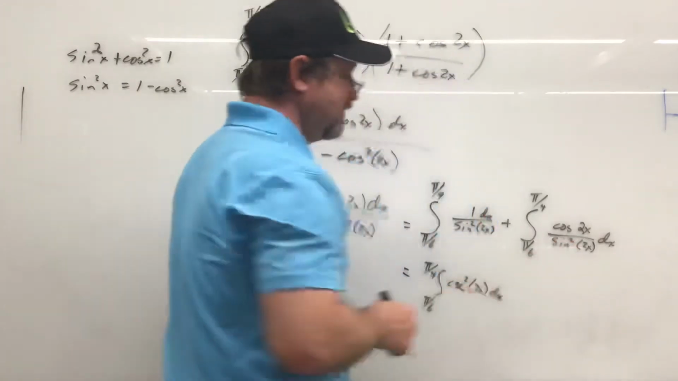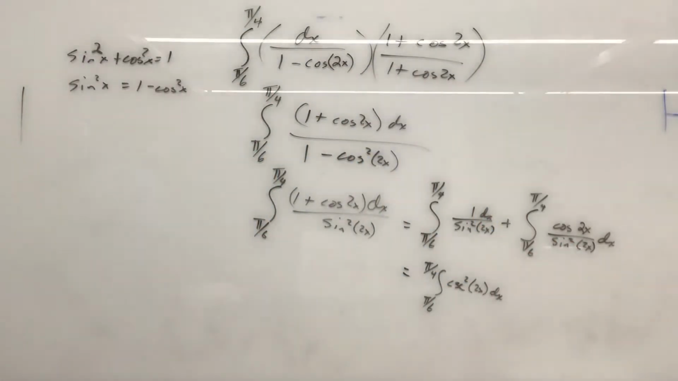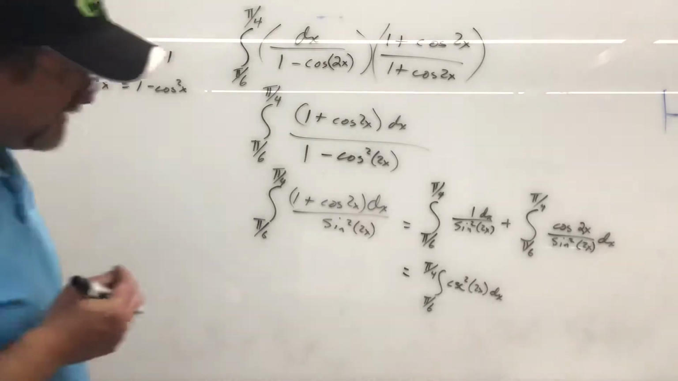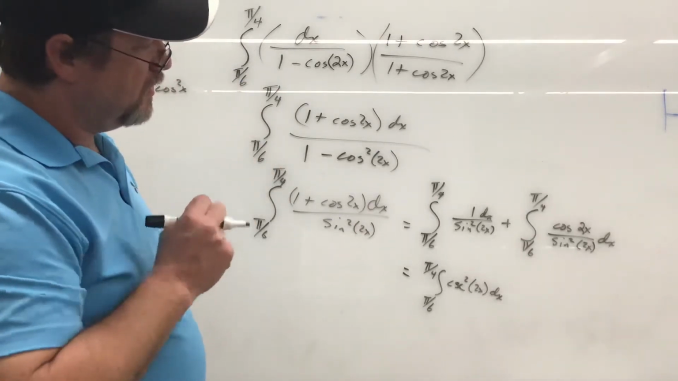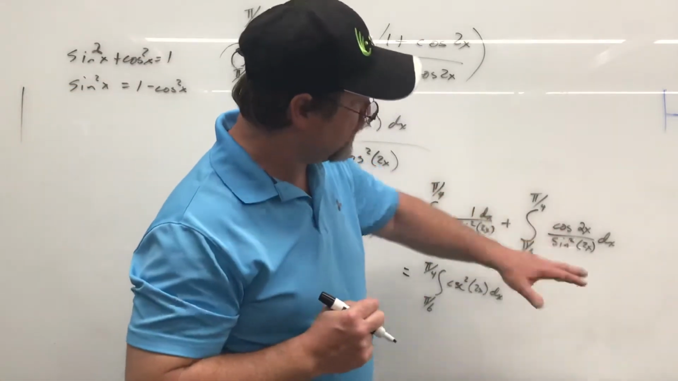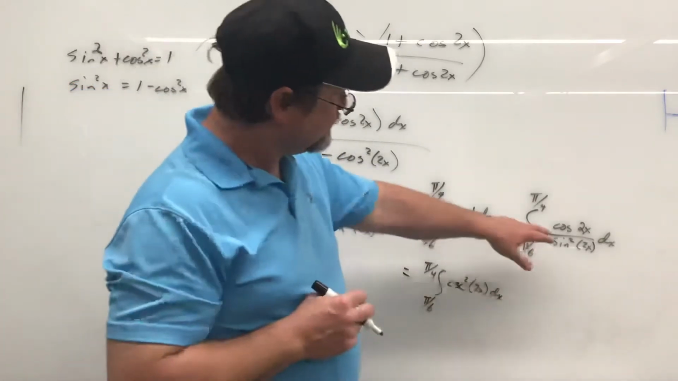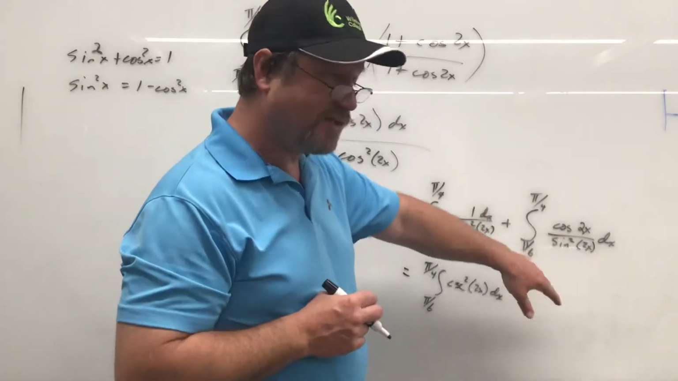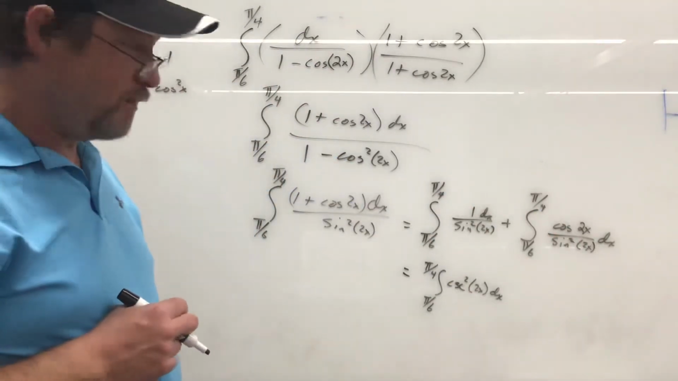Now, what about this one? I've got both sine and cosine. That seems messy. I could rewrite this as cotangent over sine, because cosine over sine is cotangent. But cotangent over sine doesn't help me at all. Since it's 1 over sine, I could write it as cotangent times cosecant. Now that has a little bit more promise.